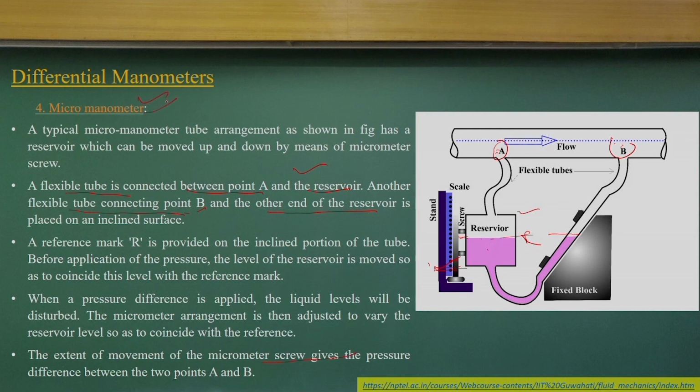So, this is what is called a micromanometer, which is used with a micrometer screw, the screw with micrometer levels, for measuring the pressure difference between the 2 points P A and P B locations.